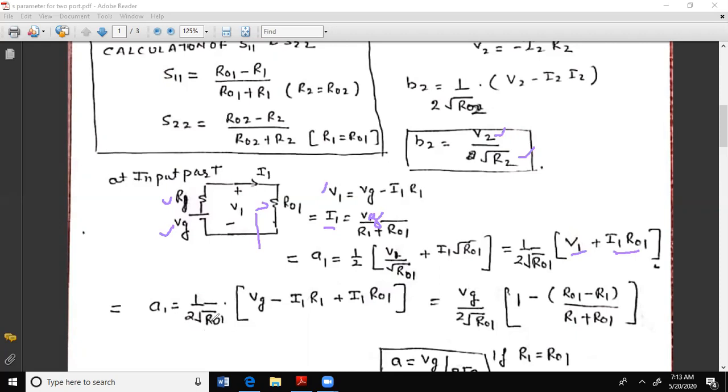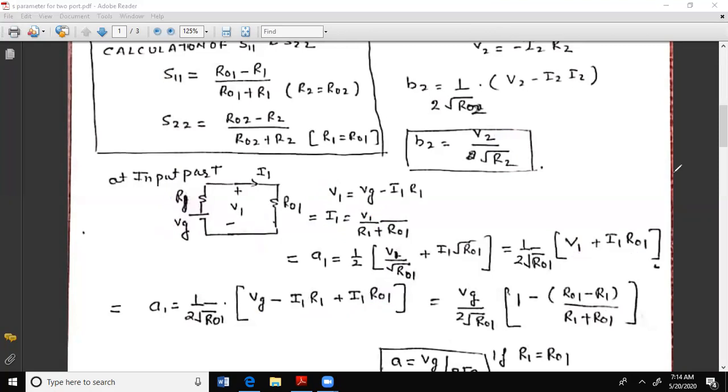So the A1 value becomes equal to 1 by 2 root R01. The B1 value is Bg minus I1 R1, and that is I1 R01. So the value of I1, if we put this value, is Bg upon R1 plus R01. So Bg is outside the bracket, and the equation becomes Bg upon 2 root R01 times 1 minus (R01 minus R1) upon (R1 plus R01).